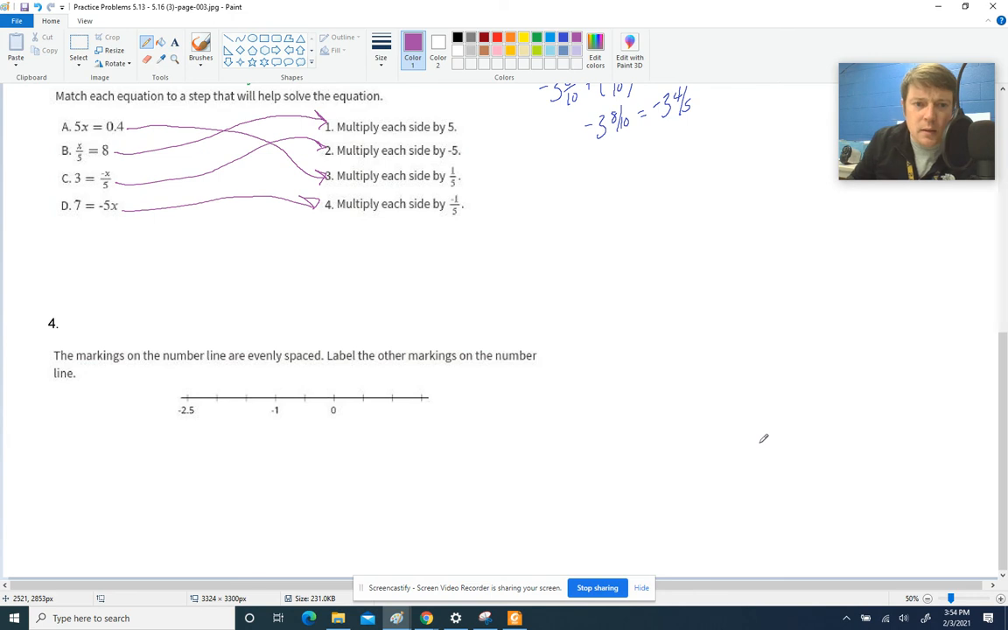The markings on the number line are evenly spaced. Label the other markings on the number line. Okay, so if this is evenly spaced, then that means that this is halfway. So this would be -0.5, and if we're skip counting by halves, that's pretty easy. You can fill out the rest on your own. That's a very simple problem. -1.5, this would be -2. And that ends this page. All right.